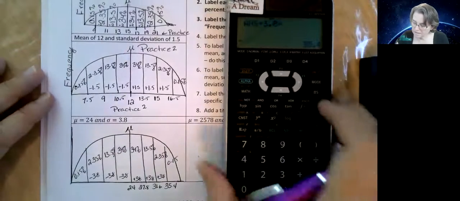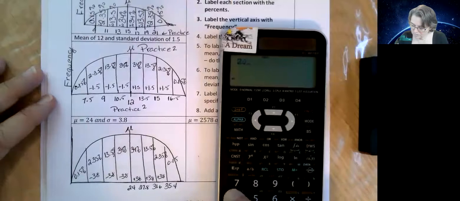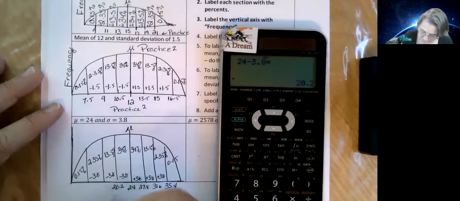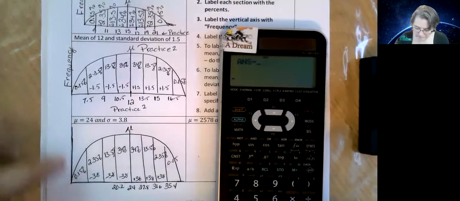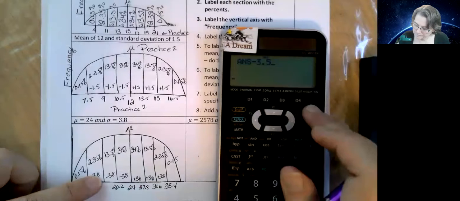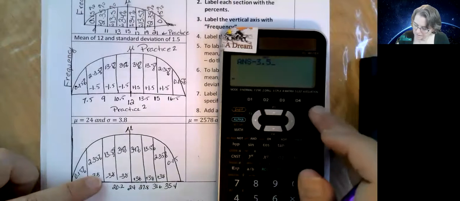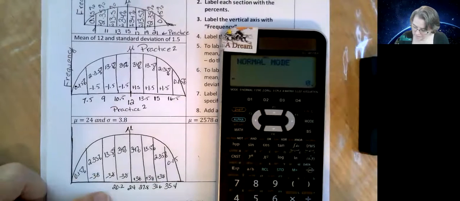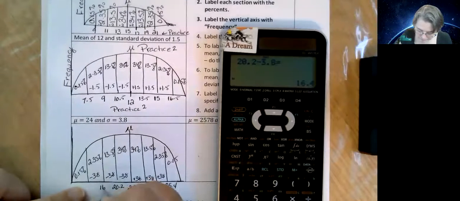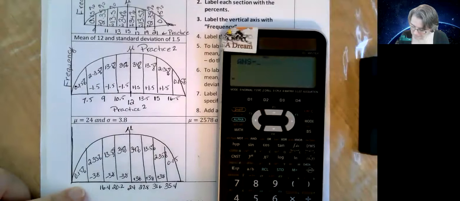Okay, same thing, going down. 24 minus 3.8, 20.2, minus, messed it up. 20.2 minus 3.8, 16.4, minus 3.8, 12.6.